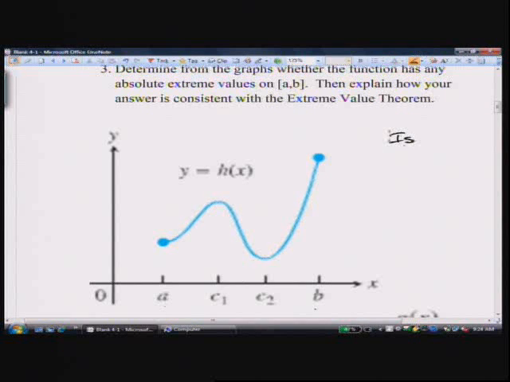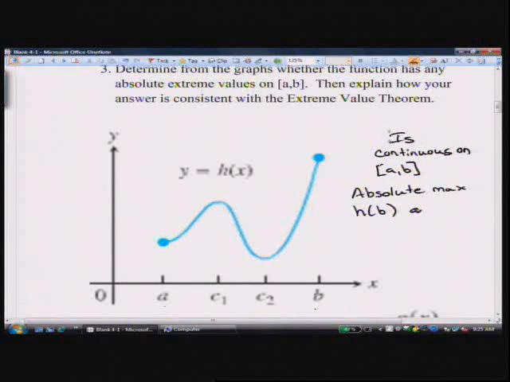So this is continuous on the interval from a to b. All we have to do is say where the absolute max is and where the absolute min is. So does anyone want to give me a sense of where the absolute max is? Mm-hmm. Max. And so we can use the language: it's going to be an absolute max of h of b, because the function is called h of x. So h of b at x equals b. And then where does it look like we have an absolute min? h is c2 at... Mm-hmm.